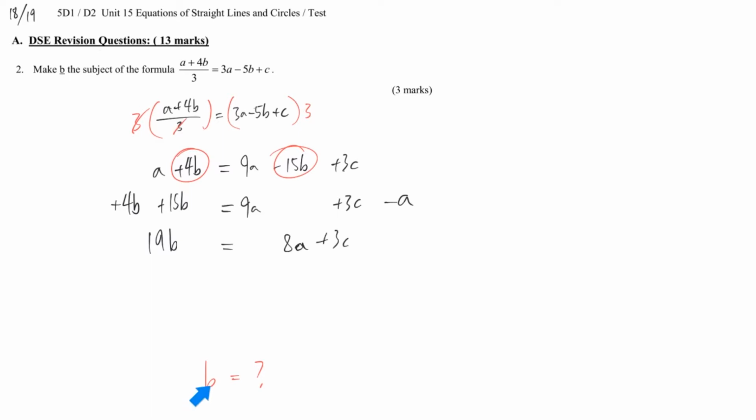Finally, I just want b, I don't want 19. And it's 19 times b now, so I try to divide both sides by 19. Therefore, we have b equal to 8a plus 3c over 19. And you should check, is there any common factor in the numerator or denominator? 8 and 3, there is no common factor, so we may just keep it like this format. This is our final answer.